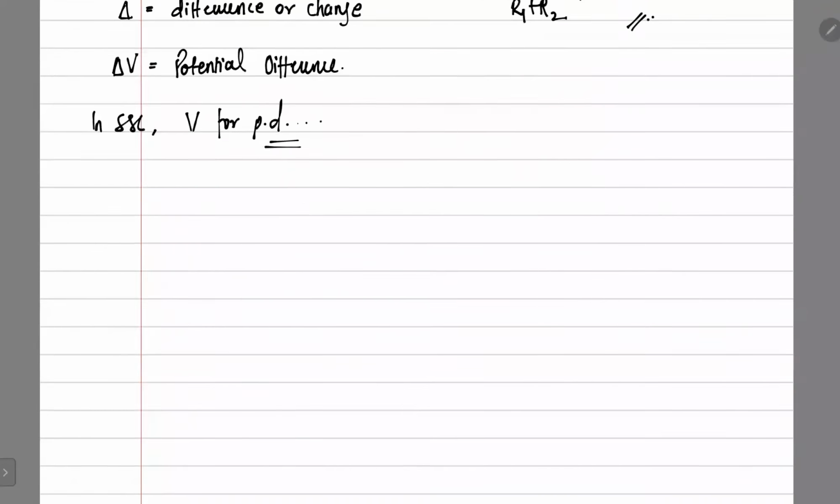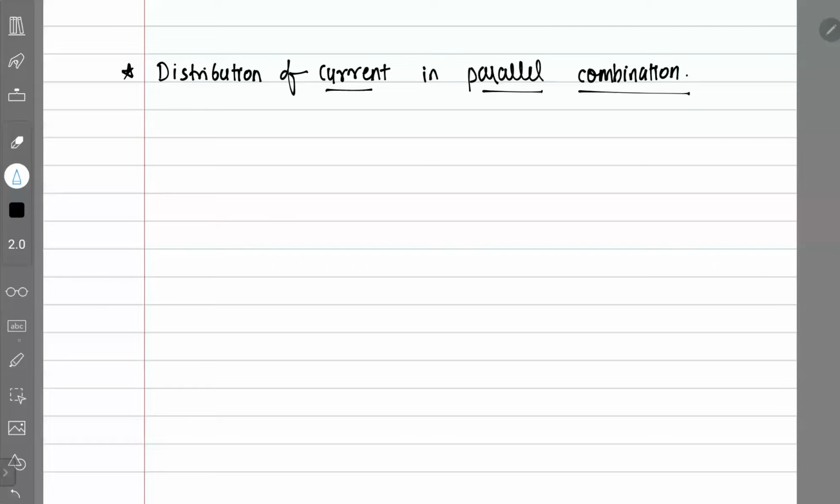Now we will talk about distribution of current in parallel combination. Earlier we studied about distribution of potential difference in series combination. Now we will talk about distribution of current. In this case, we are talking about parallel combination. So, distribution of current in parallel combination. Let me create a parallel combination, something like this.